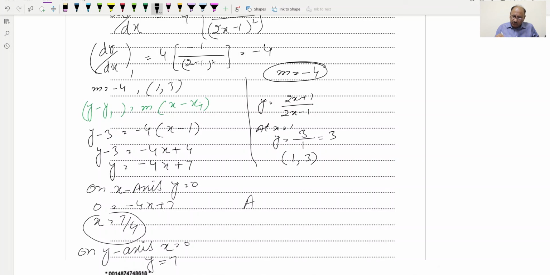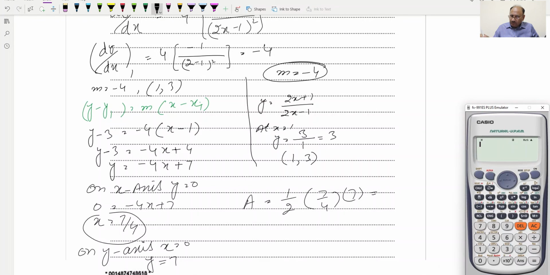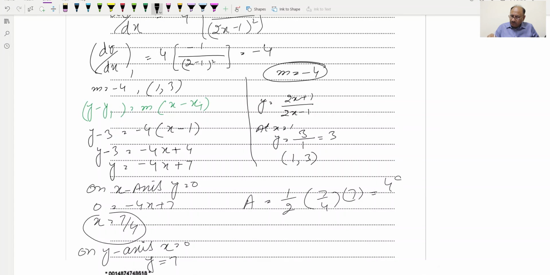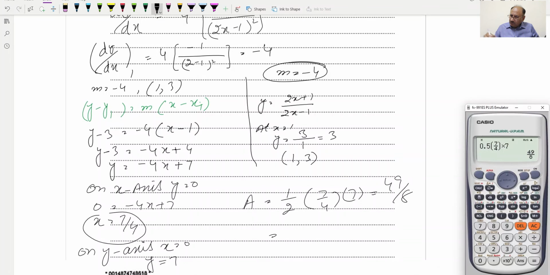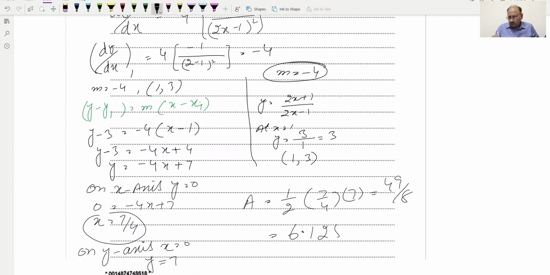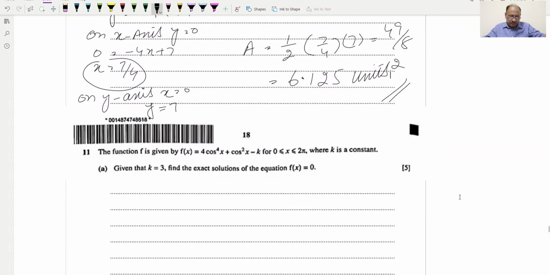So area will be equal to what? 1 by 2 into base into height, which is 7 by 4 into 7. If we simplify this, it will be 0.5 into 7 over 4 multiplied by 7, and this is equal to 49 by 8. The decimal value will be 6.125. This is area, so it will be units square. So this is also done.